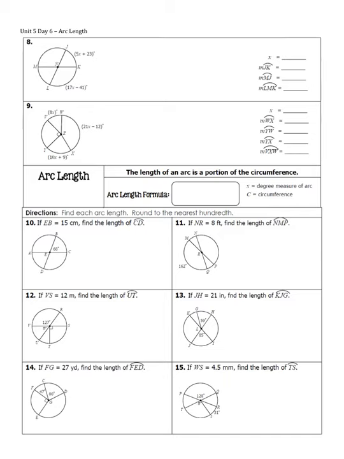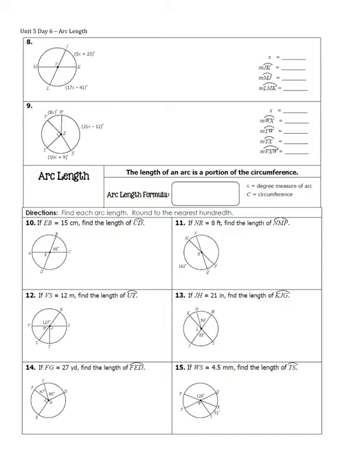Today we're going to continue working in Unit 5, which is all about circles. On Friday or Thursday, whenever we met, you guys had the opportunity to catch up on some of your missing assignments and to complete an extra credit assignment. If you still want to work on that, I'll give you until the end of the week to submit the extra credit.